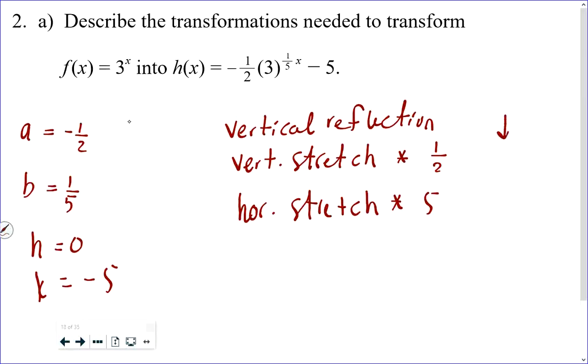I don't think we really need to do this, but the next 2 months are going to go by really quick. The next thing you know, you're going to be staring at the diploma exam. So it's never too early to review things. What does that mean? A vertical stretch by a factor of 1/2 means things get half as close to the x-axis as they were. Horizontal stretch by a factor of 5, which of course is the reciprocal of b, means that. There is no horizontal translation, but there is a shift of 5 units downward. I think we're okay with that.